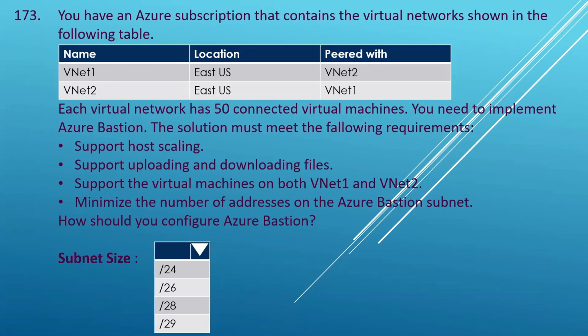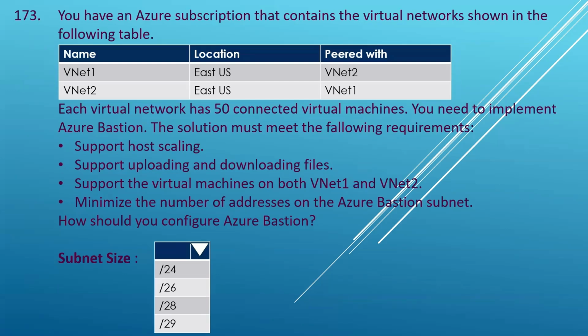You need to implement Azure Bastion. The solution must meet the following requirements. And your requirements are support host scaling, support uploading and downloading files, support the virtual machines on both VNet1 and VNet2, minimize the number of addresses on the Azure Bastion subnet. How should you configure Azure Bastion?